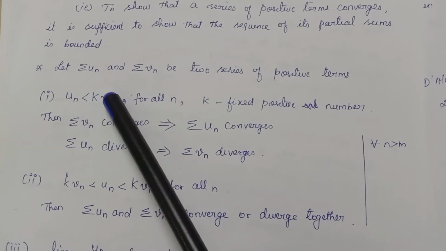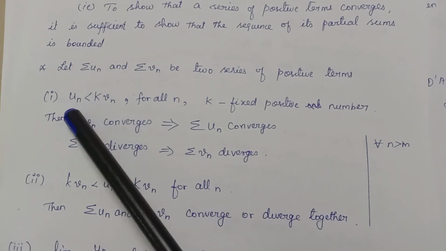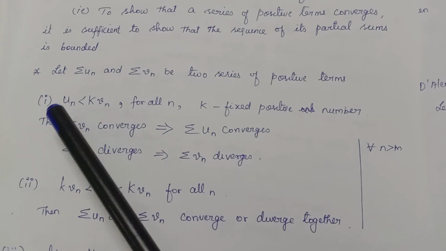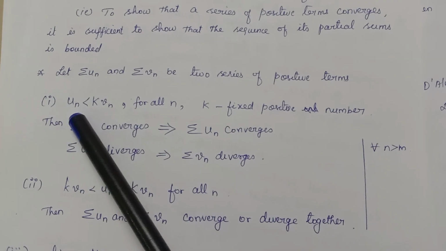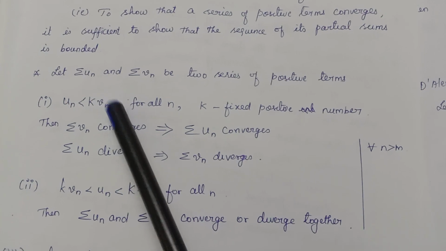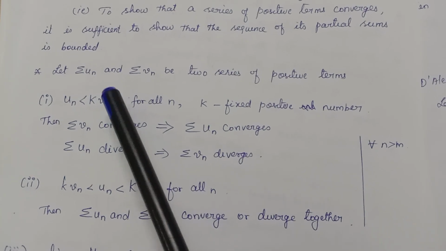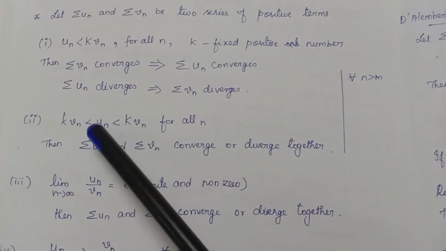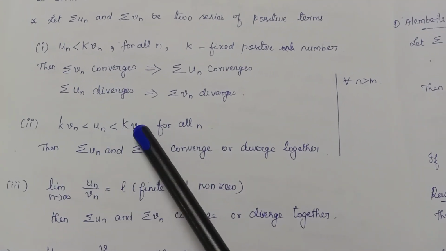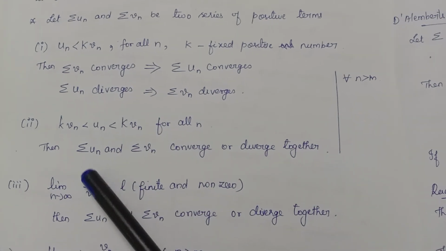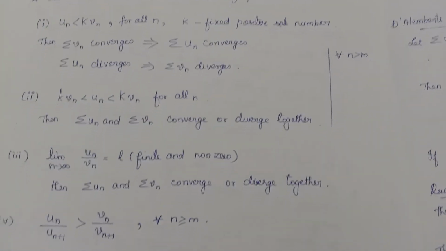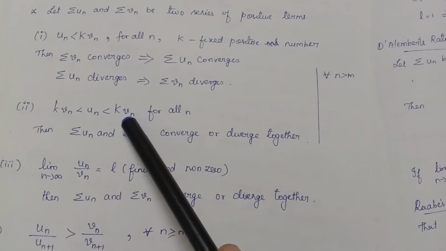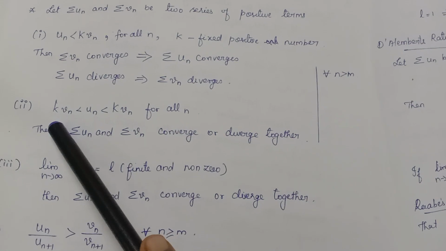So whenever the larger, bigger series itself is convergent, the smaller series will also converge. And whenever the smaller series is divergent, that implies the bigger series is also divergent. Next one, suppose I have un lies between some kvn to capital Kvn. In that case, both converge or diverge together, for the same reason as before: this un is dominated by capital Kvn and this un dominates kvn.